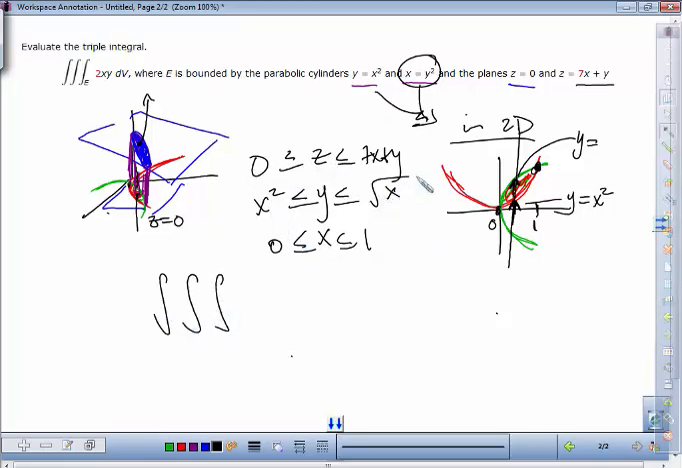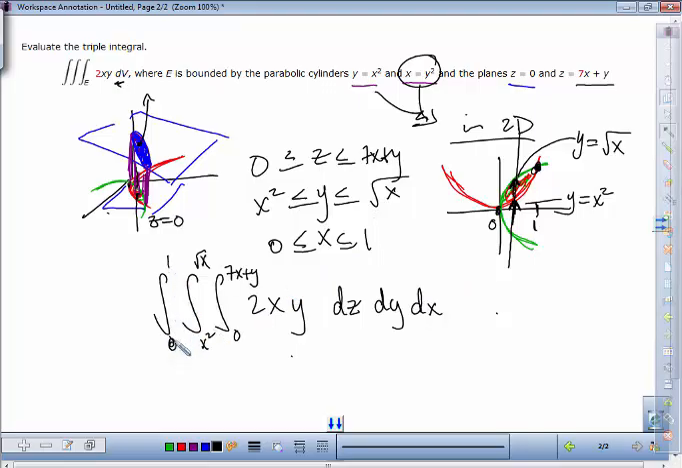So my triple integral is going to look like this. I have my integrand, 2 times x times y. And my dV, instead of calling it dV now, I have the iterated integral set up. My innermost integral is going to be dz. That's the first integral, and for dz I'm going to integrate from 0 to 7x plus y. My second integral, going from inside out, is dy, and I'm going to go from x squared to square root of x. And then my last, outer integral is dx with constant limits from 0 to 1.